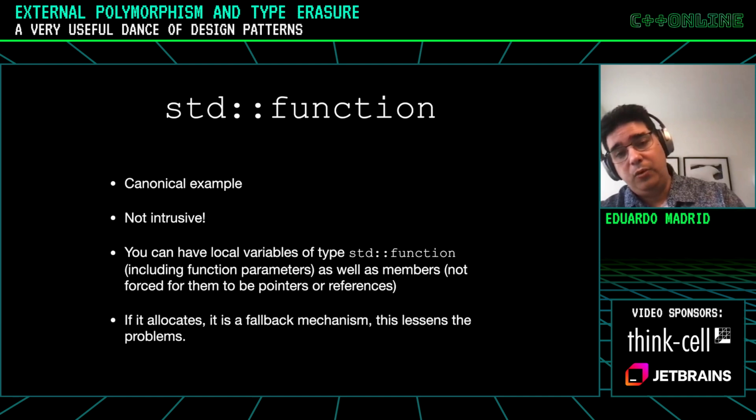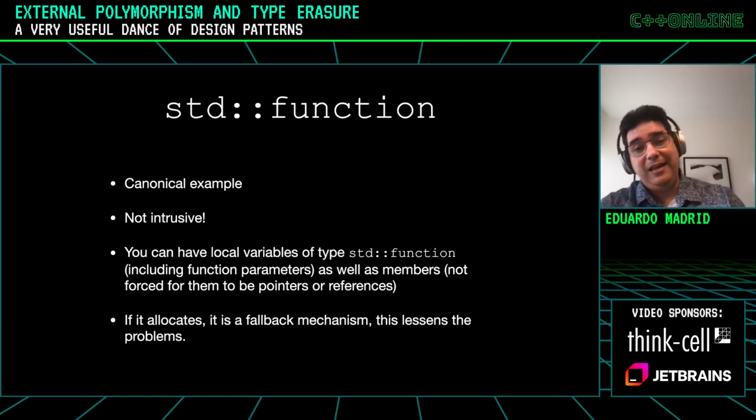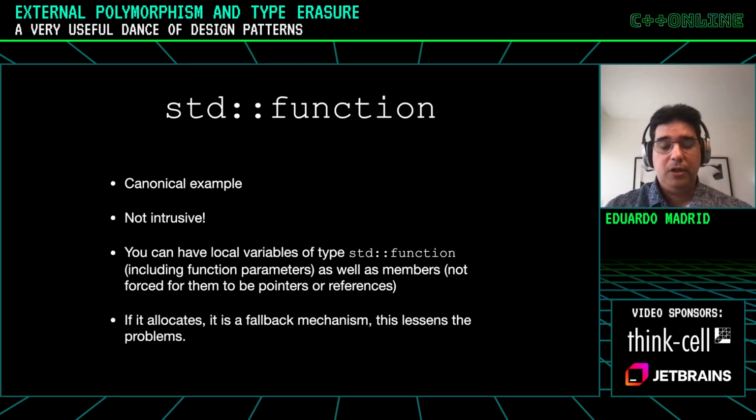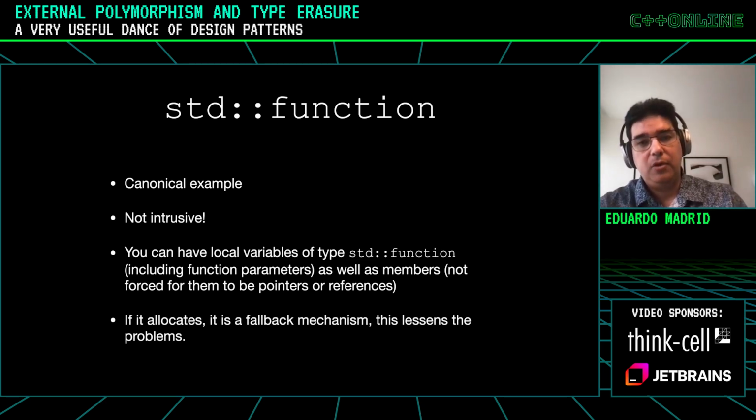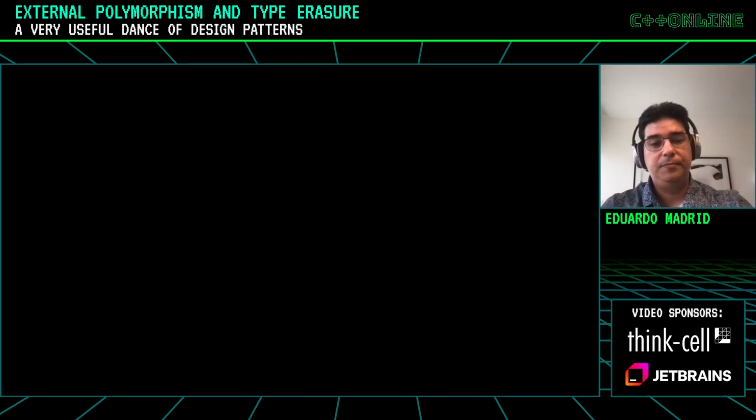Much more useful is a standard function, because it at least allows you to have all of the type erasure functions for ownership and one anonymous function called signature. But it's a canonical example. It truly preserves the advantage of not being intrusive. And hear me out, you can have local variables of type standard function.